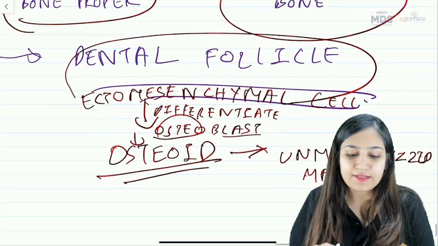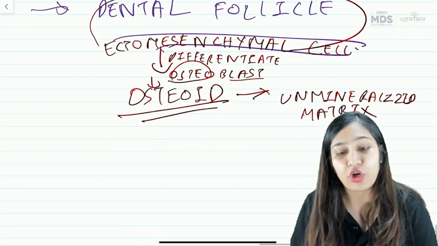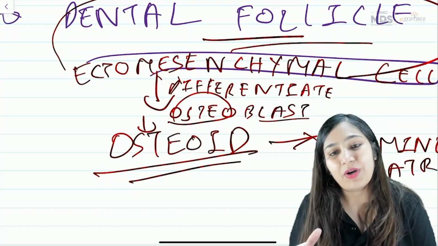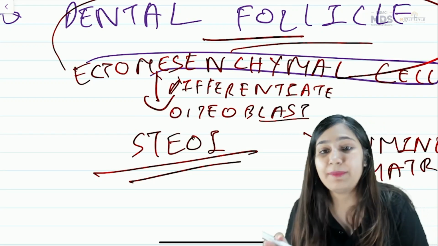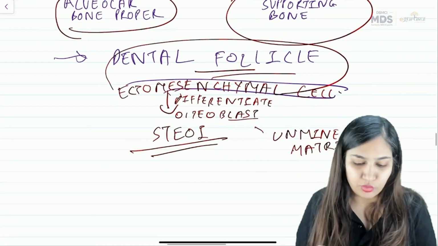So we had discussed what the parts of alveolar bone are. Then coming to the formation, dental follicle cells differentiate into osteoblast cells which lay down osteoid, which is the initial unmineralized matrix which later undergoes mineralization and forms bone.